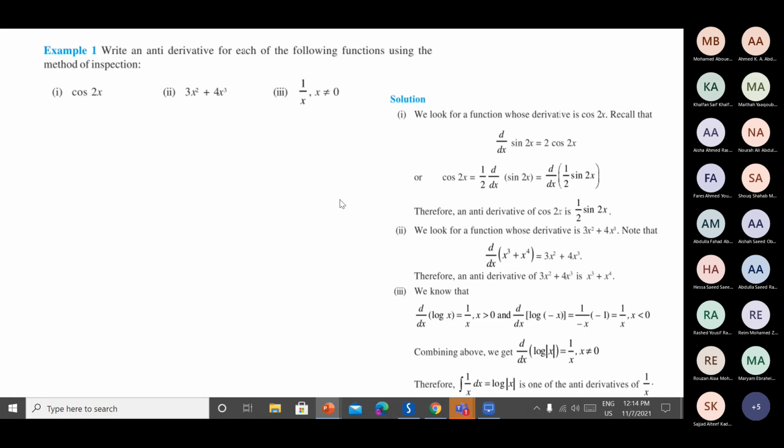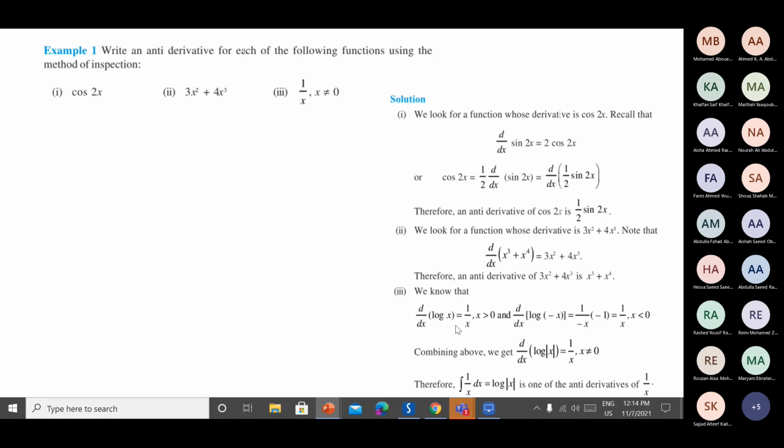Also for this one, the derivative of x cubed plus x to the power 4 is 3x squared plus 4x cubed, so the antiderivative of 3x squared plus 4x cubed is x cubed plus x to the power 4.